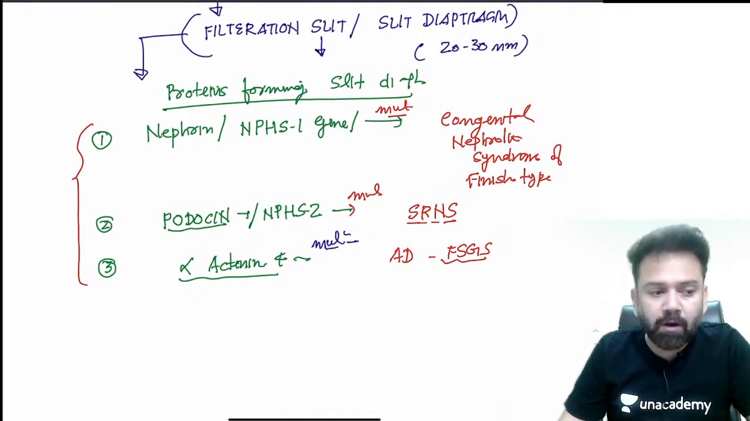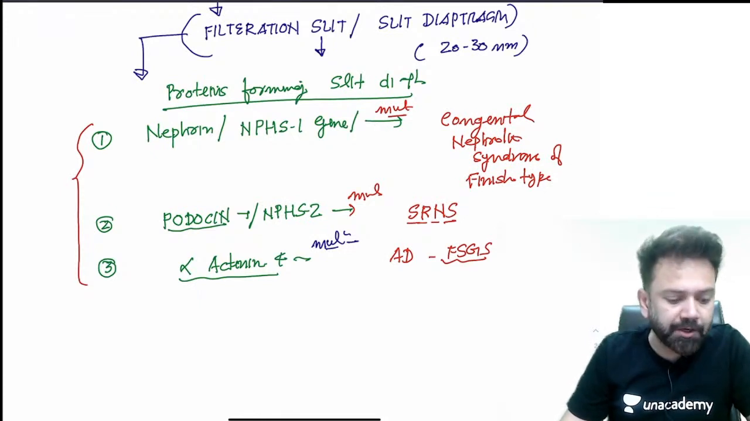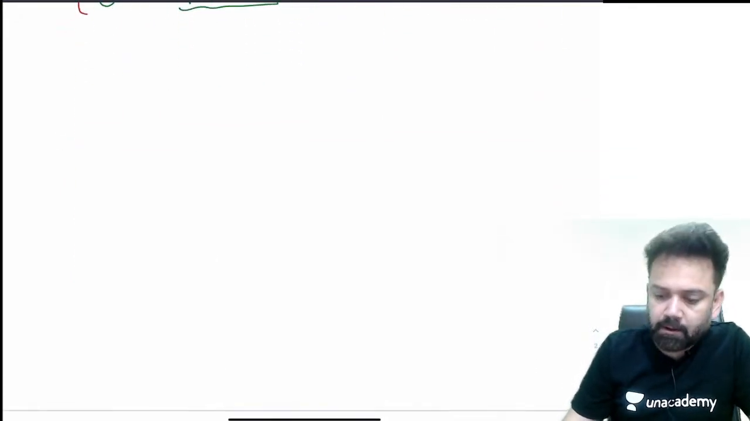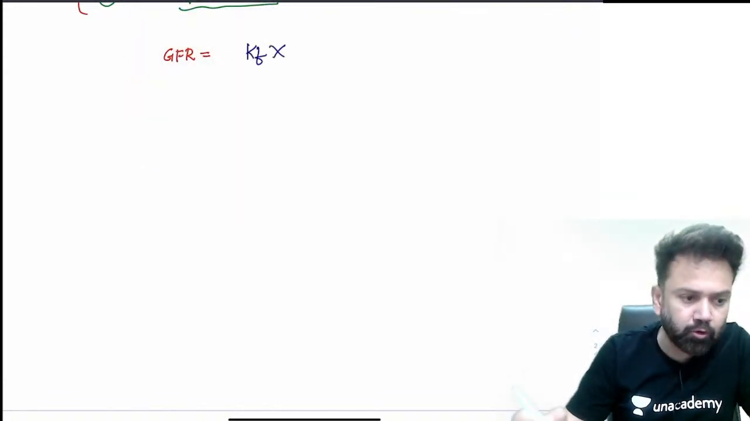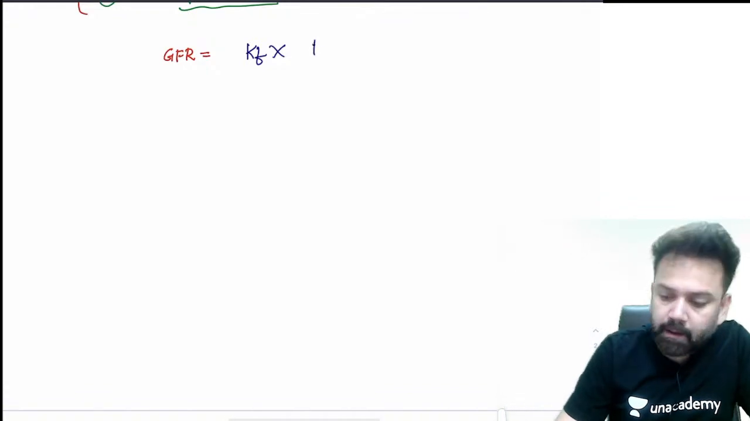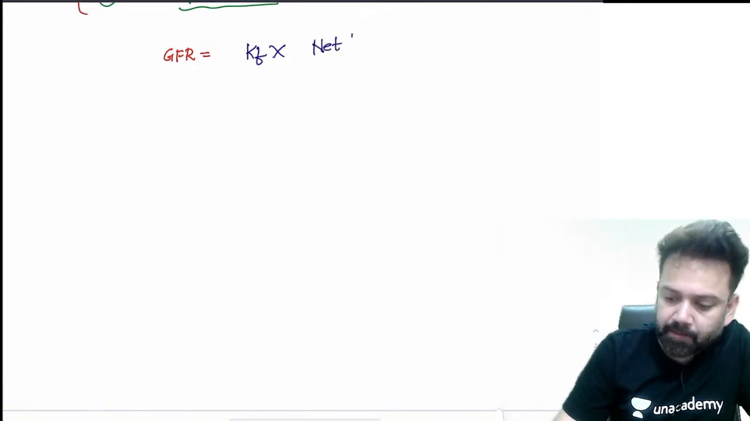Now I will discuss the physiology of GFR, glomerular filtration rate. Okay, what is GFR? The formula for GFR is filtration coefficient into net filtration pressure.